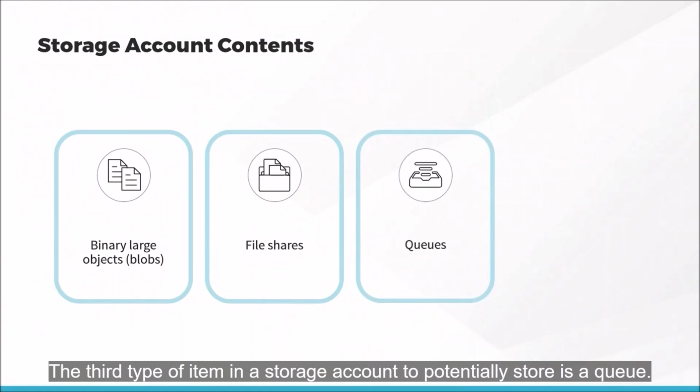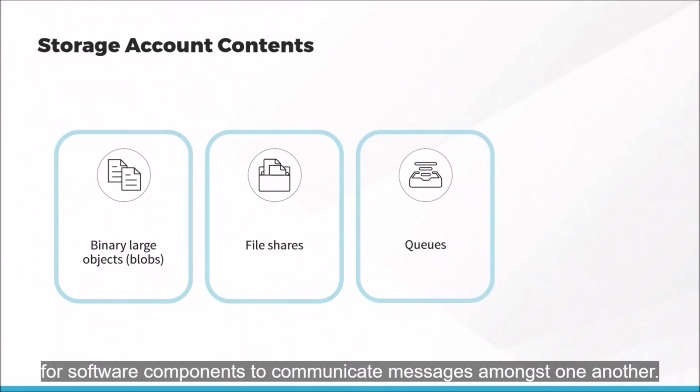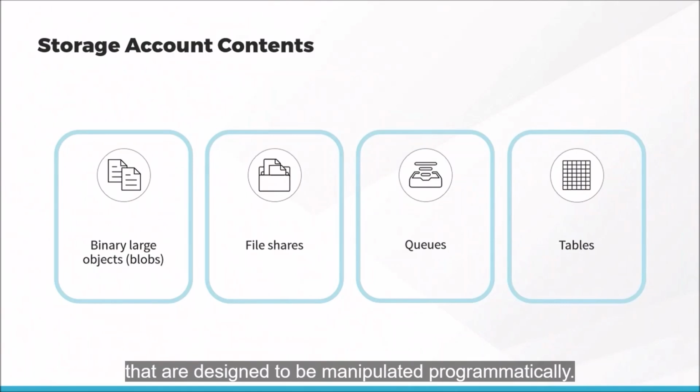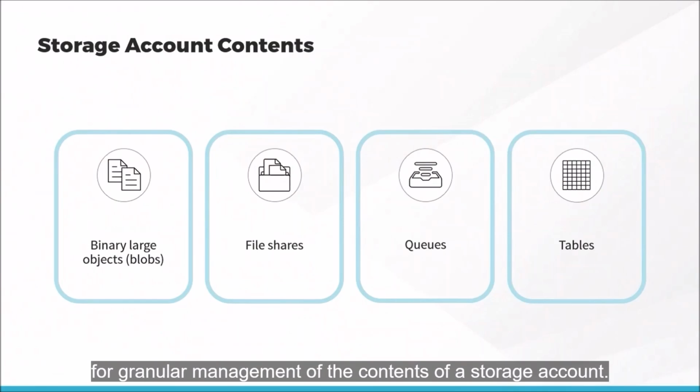The third type of item in a storage account you could potentially store is a queue. You can create one or more queues in a storage account for software components to communicate messages amongst one another. And finally, the last type of thing you can store in a storage account are tables. These are basic key value pair tables that are designed to be manipulated programmatically. Now, a single storage account can accommodate all of these things at once or any combination thereof. And as you might guess, there are roles where you can assign permissions related to each of these 4 types of items for granular management of the contents of a storage account.